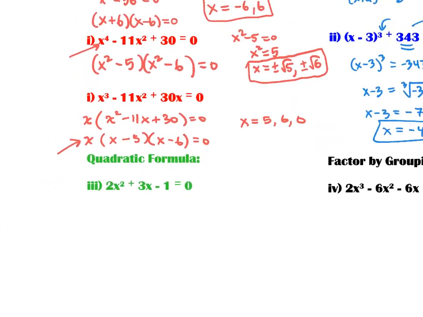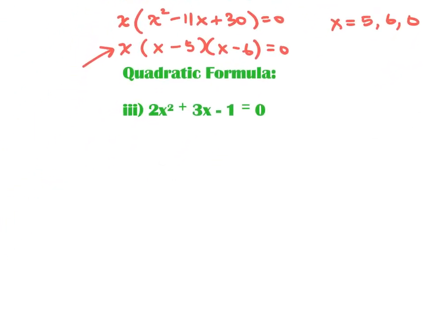Okay, let's move down here to the quadratic formula. The quadratic formula is very powerful. It's very cumbersome, but it's very powerful. The solutions to this quadratic formula are negative b plus or minus the square root of b squared minus 4ac, all over 2a.